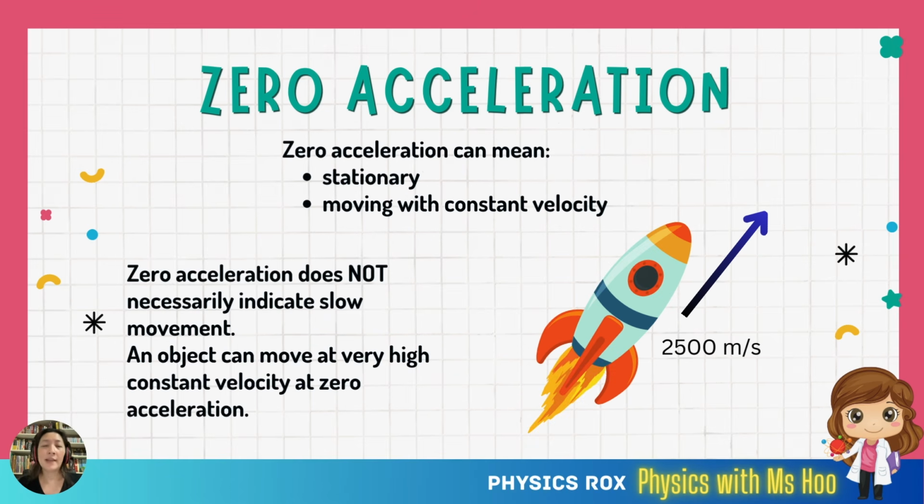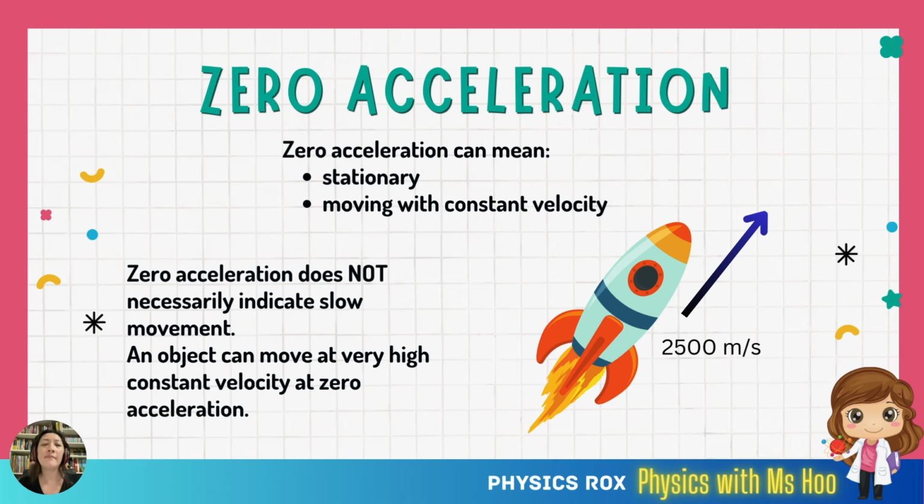So keep in mind, zero acceleration can mean two things. One, it can mean that the object is stationary. So u is 0, v is 0. They're the same, they're 0, object is not moving. So you get zero acceleration. Or, as you can see from the explanation just now, zero acceleration can also mean that the object is moving with constant velocity. From start to end, regardless of the time, the object is moving with the same value of velocity.